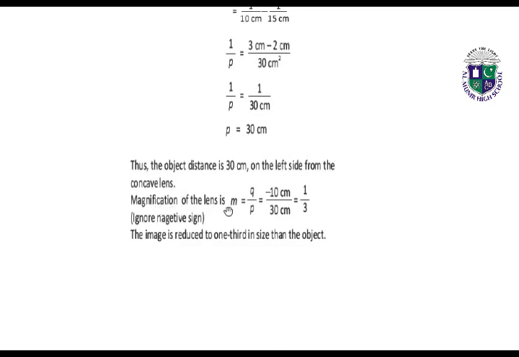The magnification of the lens is m equal to q over p. By putting the values, we will get 1 over 3. So ignore the negative sign. The image is reduced to 1/3 in size of the object.